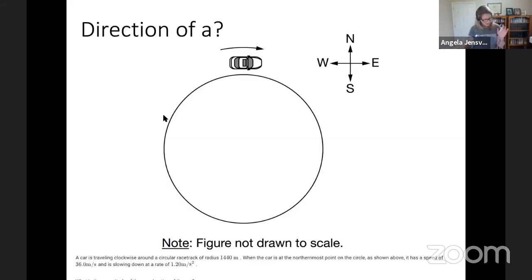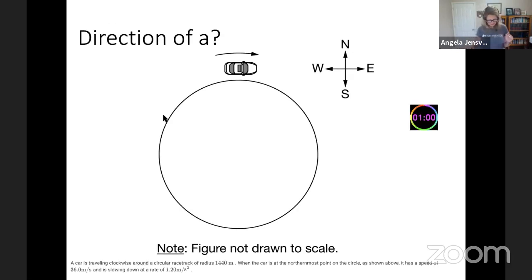Okay, so now let's see if you guys can figure out the direction of the acceleration for this one. I'll give you 30 seconds. Okay, I hope that was enough time. I cut it in half because I think it was fairly easy.